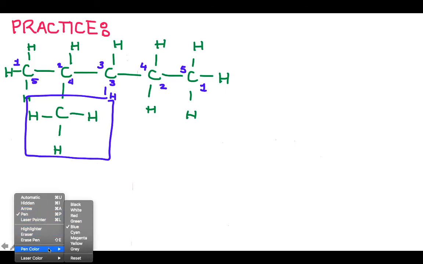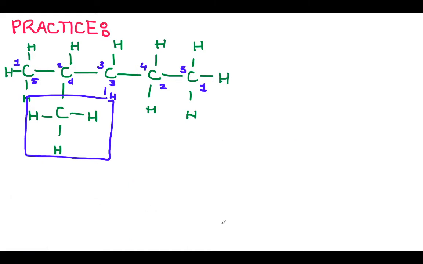So let's identify what our alkane name would be here. I'm going to go with red again. Because there are 5 carbons, I know that we're looking at pent, and I don't see any double or triple bonds, so I know that this is pentane.